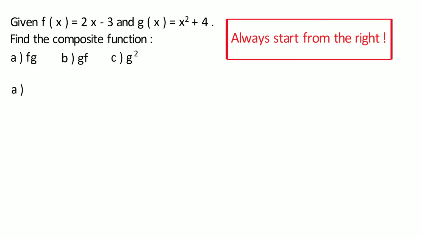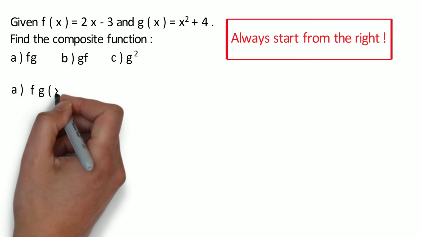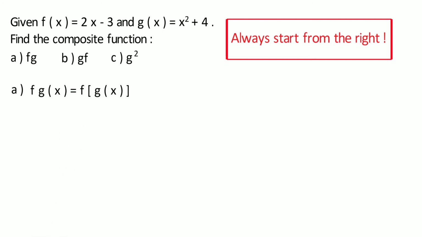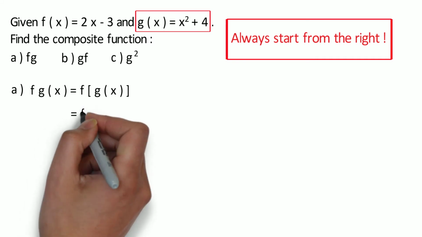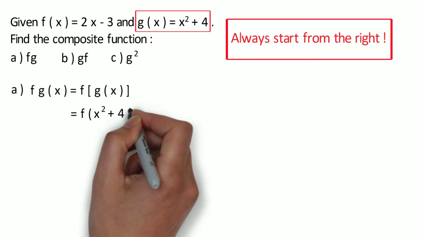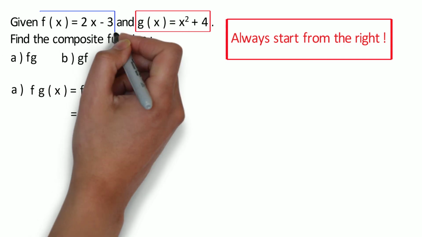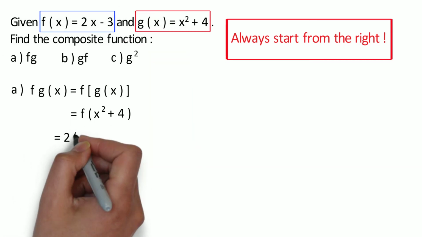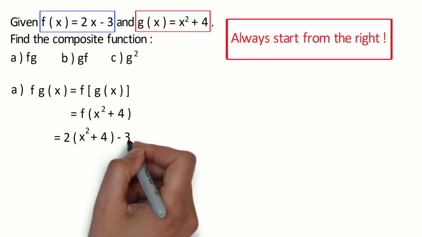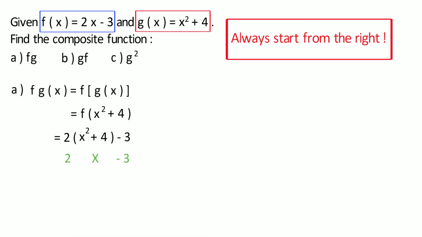Now if you recall earlier, we have learned that you can make the function on the right the object of the function on the left. So in this case, function g(x) becomes the object of function f. So after substituting function g(x) into the equation, we get function f with object x squared plus 4. So now we have to put the object x squared plus 4 into function f. And that gives us 2 open bracket x squared plus 4 close bracket minus 3. So after expanding, we get 2x squared plus 8 minus 3, which gives us 2x squared plus 5.